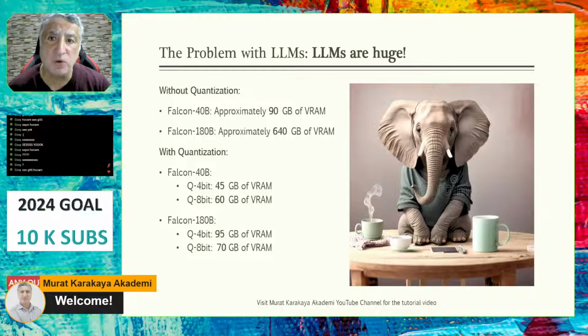The first method is the quantization method. By using quantization, as seen on the slide, the Falcon 40 billion parameter model can decrease from 90 to 45 gigabytes. So it means that half of the VRAM requirement is met by just quantization. And you see the other numbers on the slide. It means that quantization is an effective way of zipping large language models. I mean that the requirement of VRAM can be decreased when we use the quantization method.